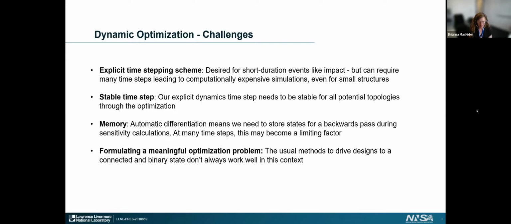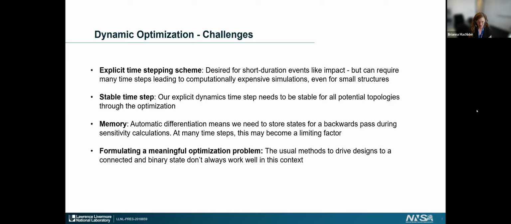Third is potential memory issues. So we're not yet to the point where we're running into this, but looking ahead at how things are going to scale up. With automatic differentiation, we do need to store states for our eventual backwards pass that we're going to perform during our sensitivity calculations. So when we have lots and lots of time steps, we have to store a lot of states, and this could become a limiting factor.